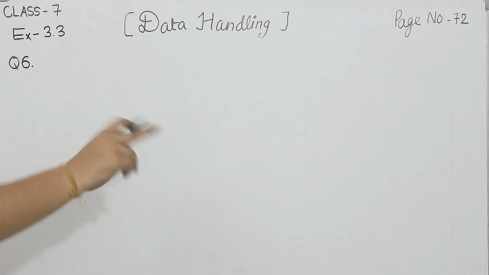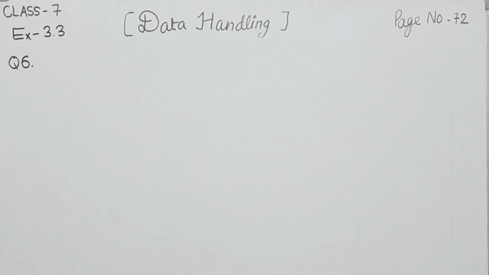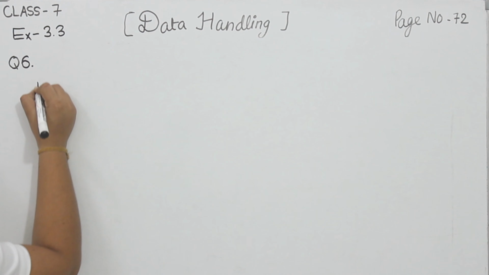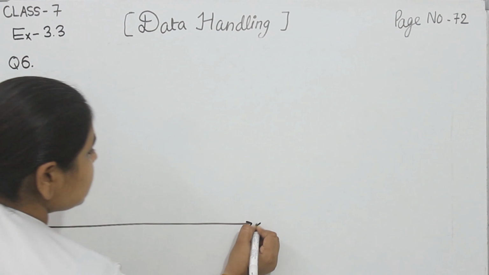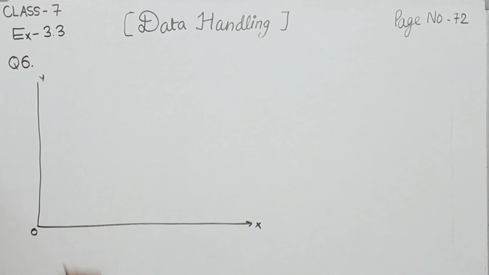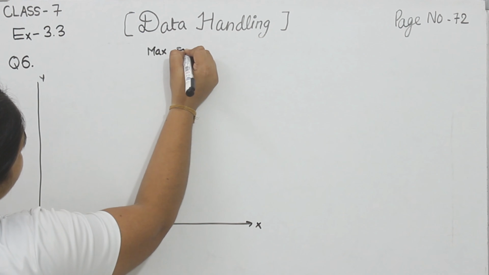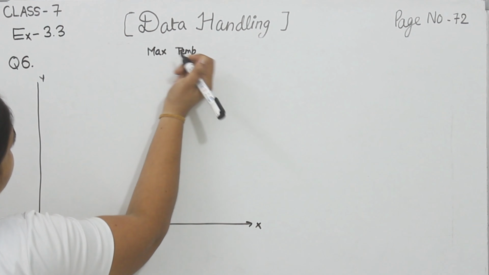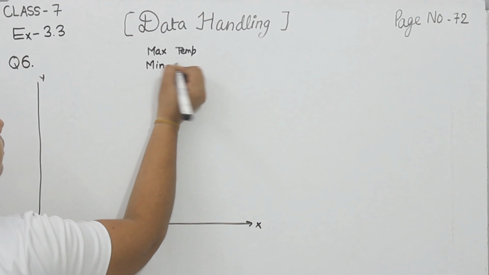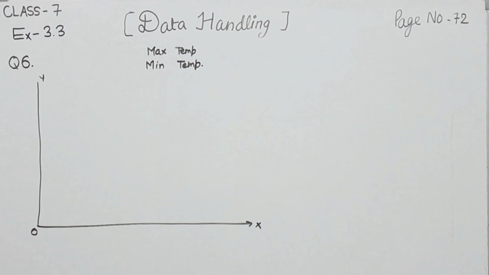So I am showing the data here. Now, first we have to draw the bar graph. This one is the x-axis, y-axis, and this one is the origin. So we have to show maximum temperature and minimum temperature on the bar graph. So start with Ahmedabad. The maximum temperature of Ahmedabad is 38 and the minimum temperature is 29.